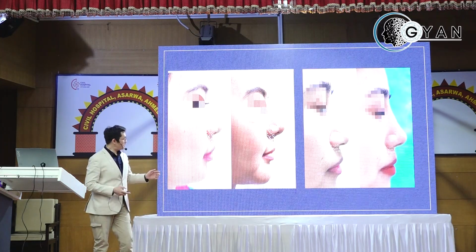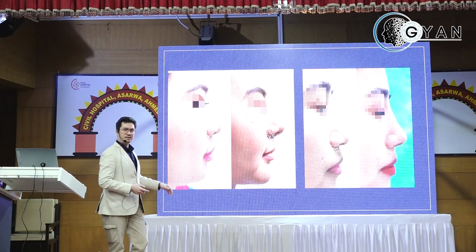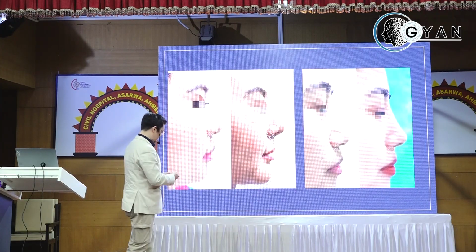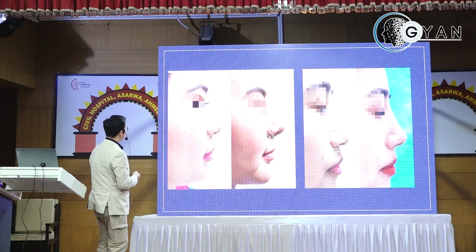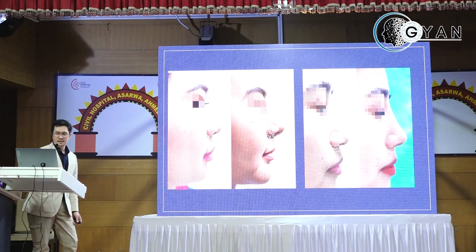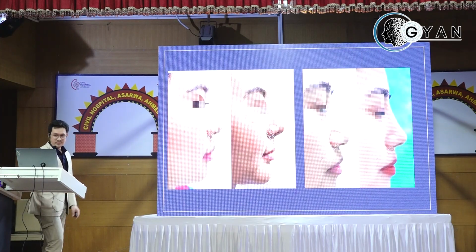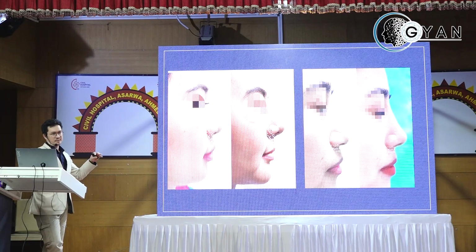So if you see here, these are again different patients, different kinds of nose. If you look at this girl here, the dorsal curve is a bit more exaggerated. Her tip angle is slightly higher.